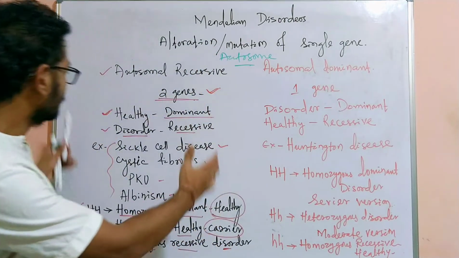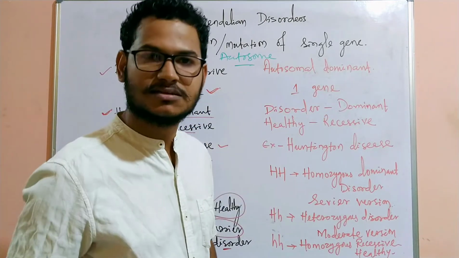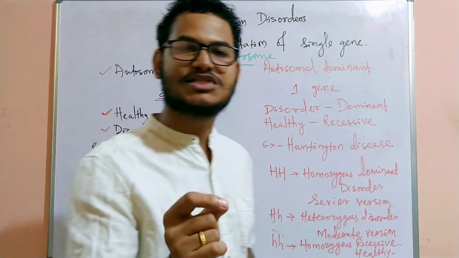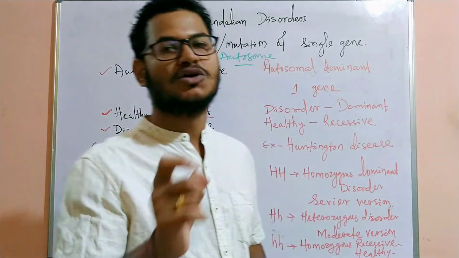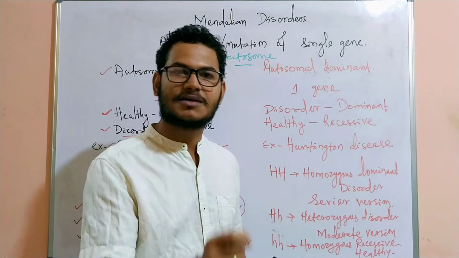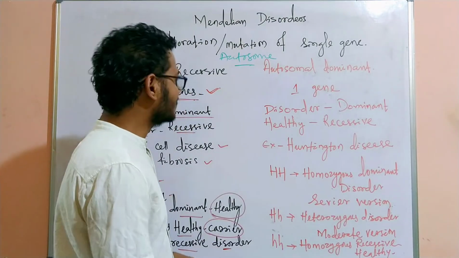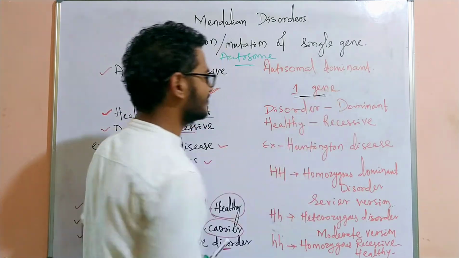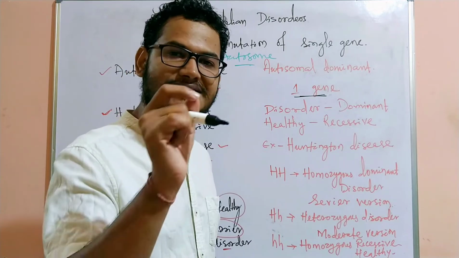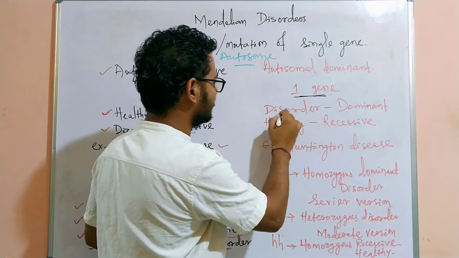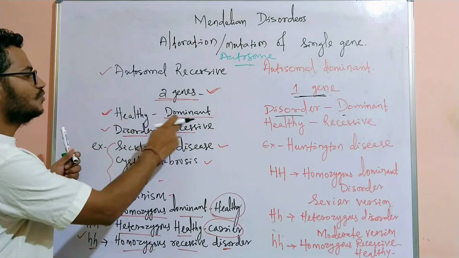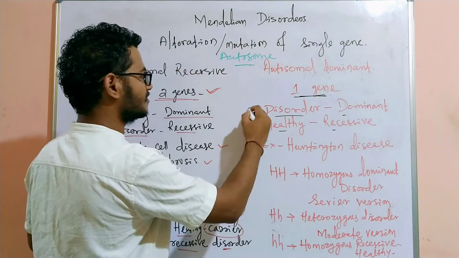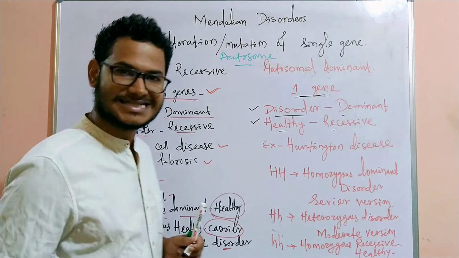Clear? So now we will go for the autosomal dominant disorders. Here the gene responsible for causing the disorder is dominant over the healthy or normal gene. So if only one gene is affected, the individual is diseased. So the disorder is dominant here. Earlier healthy was dominant, but here the disorder is dominant and healthy is recessive. Disorder dominant, healthy recessive. Clear?